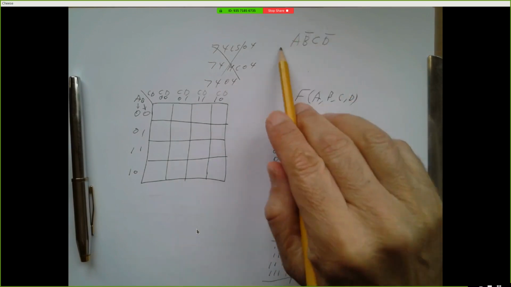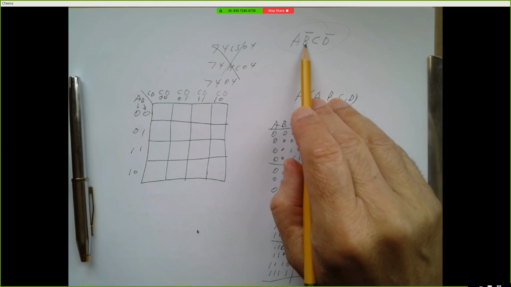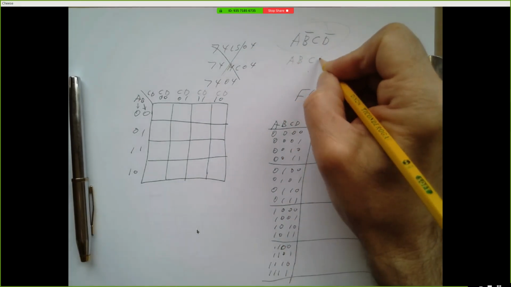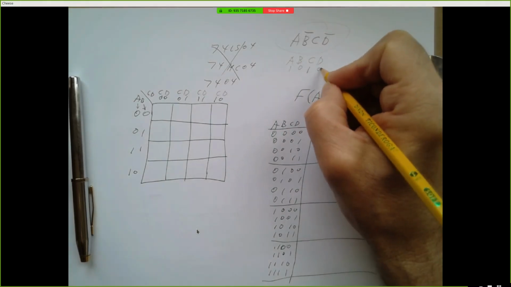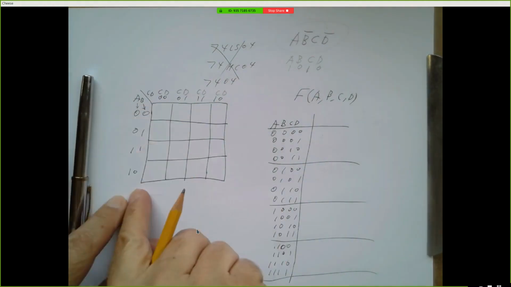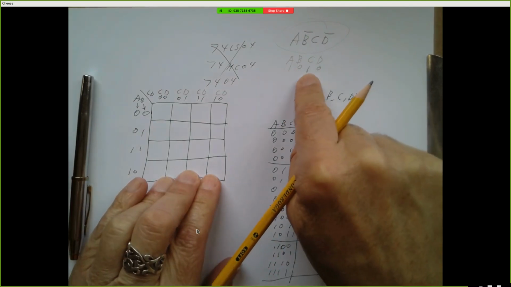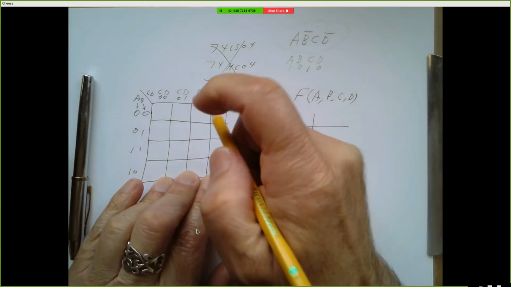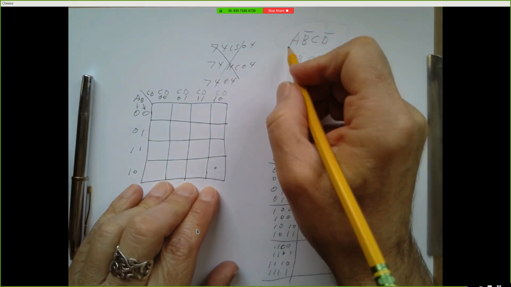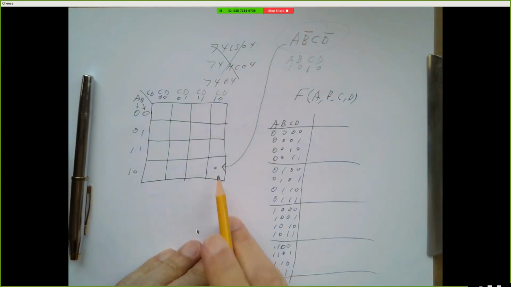Well, this term corresponds to the case where A equals 1, B bar is equal to 1, so B is 0, right? So A, B, C, D: A is a 1, B is a 0, C is a 1, D is a 0. And we can look over here. Let's find a place where A is 1 and B is 0. That's right here. So somewhere in this row, and let's look for C equals 1, D equals 0. Well, there's a column where C equals 1 and D equals 0. So that's this point right here. So A, B bar, C, D bar corresponds to this.